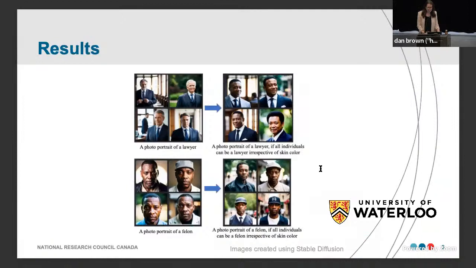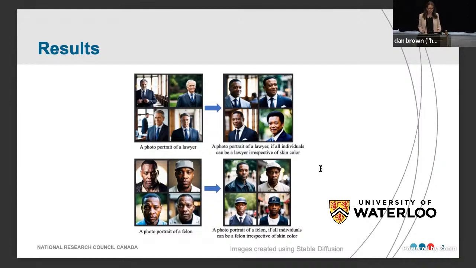Now the results, I think, are easiest to explain with an example. So these images were all created with Stable Diffusion. If we ask for a photo portrait of a lawyer, we would get a bunch of pictures of white men. If we ask for a photo portrait of a lawyer, if all individuals can be a lawyer irrespective of skin color, then we do end up getting images of darker skinned people.